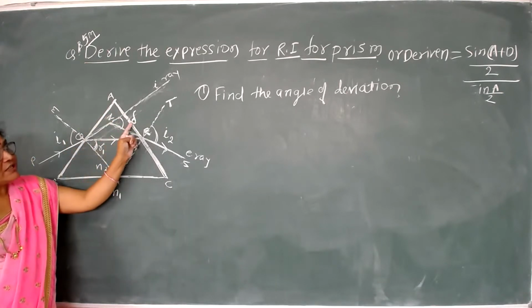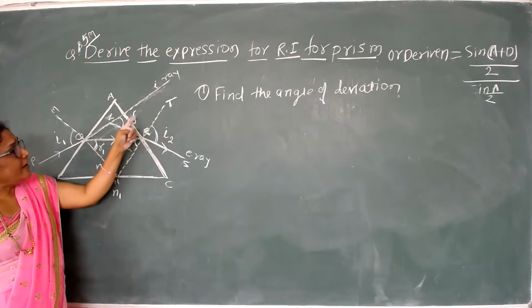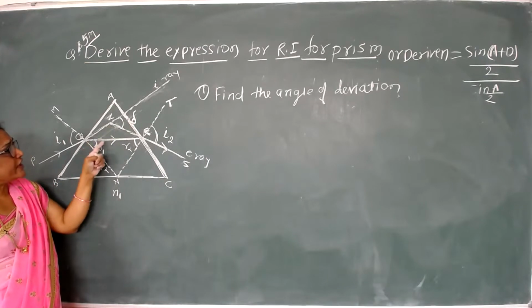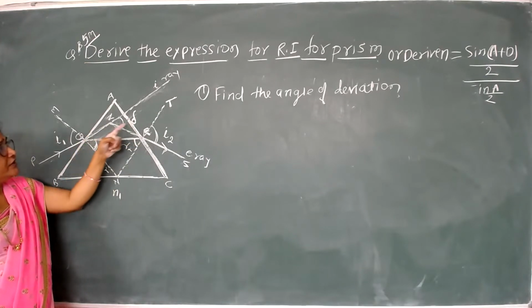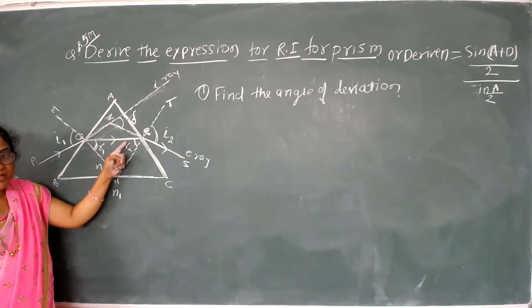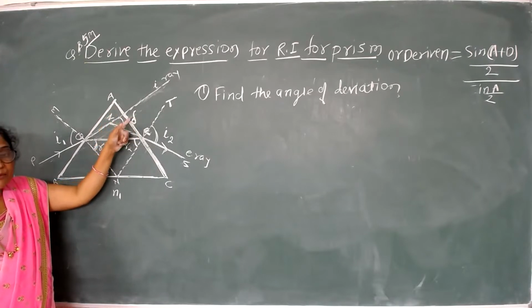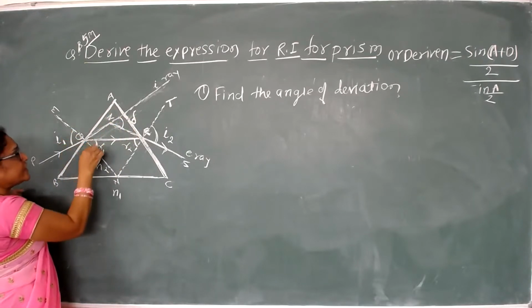So your aim is to find the angle of deviation. See the figure, the angle of deviation is the exterior angle for the triangle ZQR. So here the exterior angle is the sum of the interior opposite angles. Then here this is I1, this is known as R1.